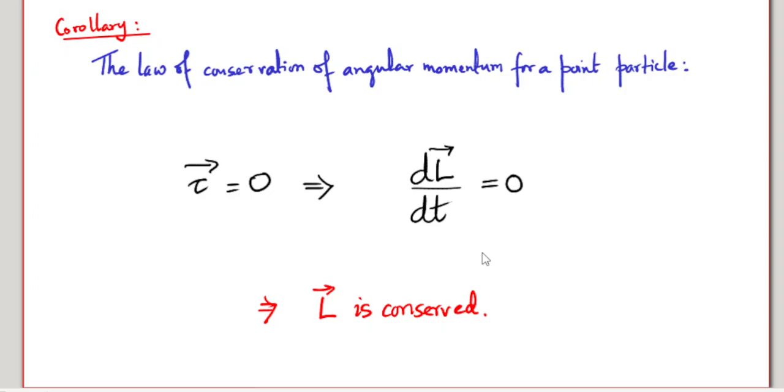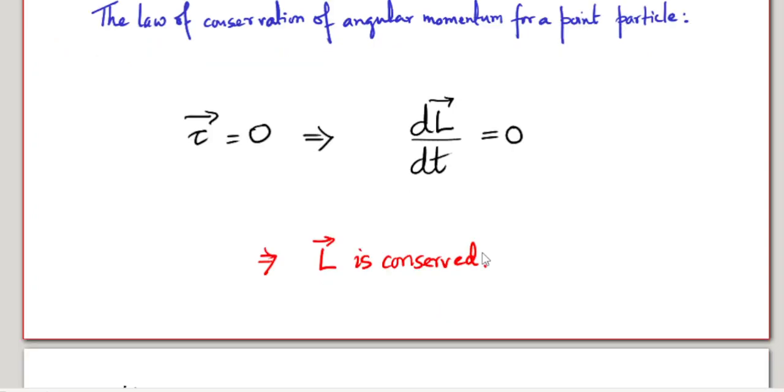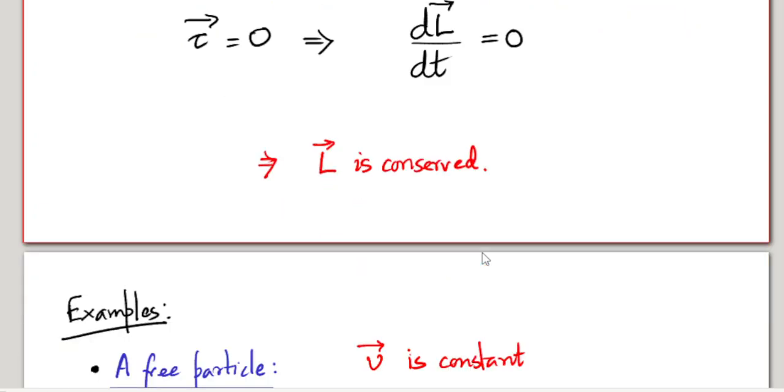So the particle can move, its position will change, its momentum might change, but r cross p will not change as long as there is no torque. This is the law of conservation of angular momentum for a point particle. In the absence of torque acting on a particle, the angular momentum of the particle is a conserved quantity. We will now take a look at a few examples and try to understand this in some detail.